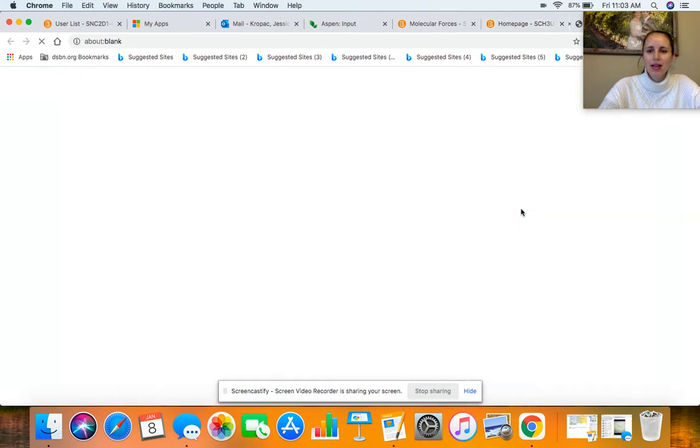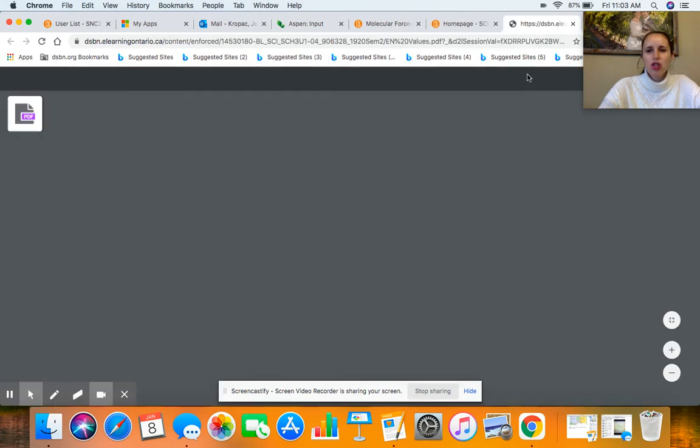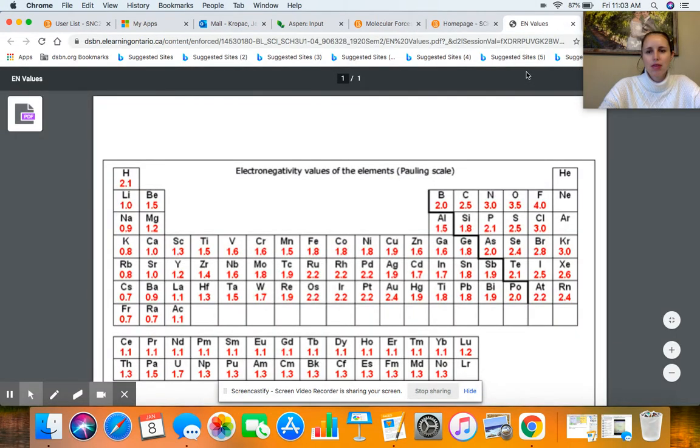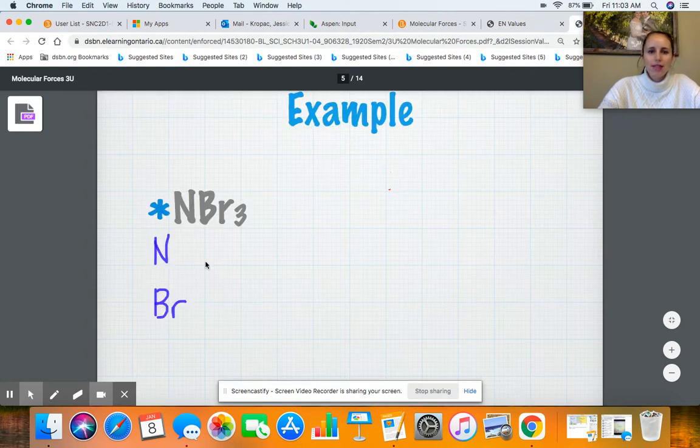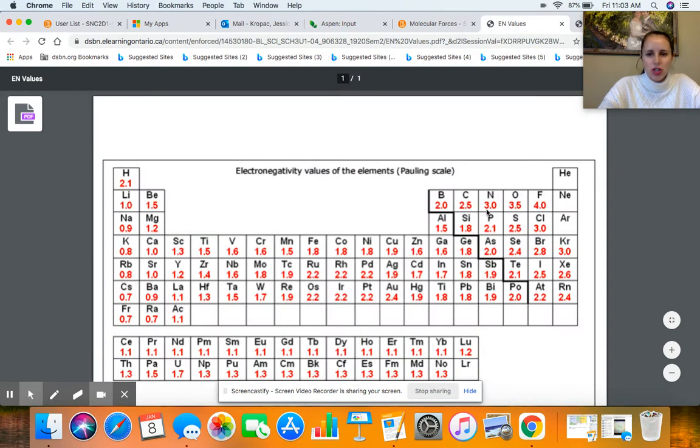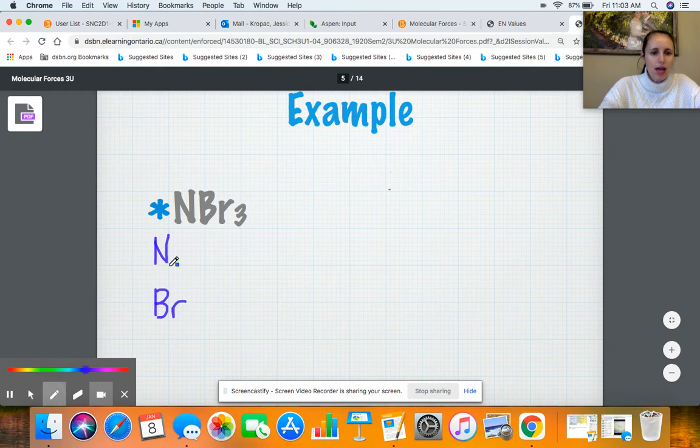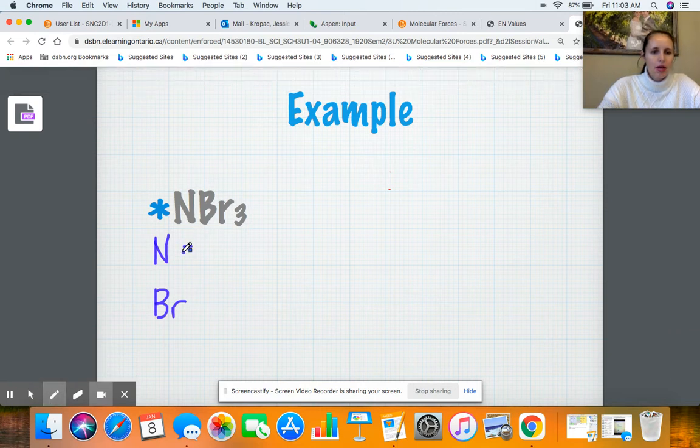So I'm going to click on this widget, and that's going to bring up a chart of all the different types of electronegativity values. This chart is what we're going to use to determine our electronegativity differences. We're looking for the electronegativity differences between nitrogen and bromine. So I have to find nitrogen in this chart first. I found it right here, and it's a 3. So I'm going to go ahead and write the value 3 here.